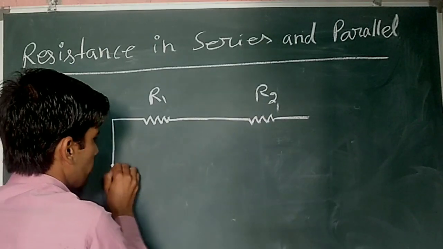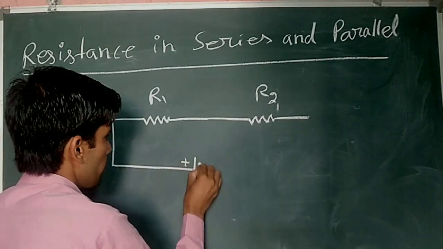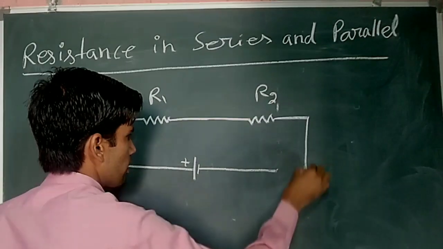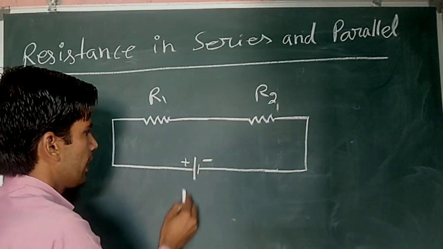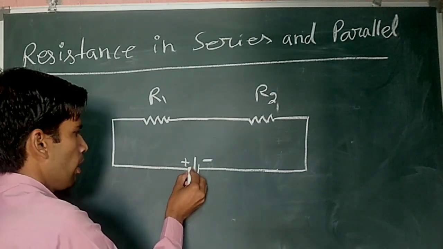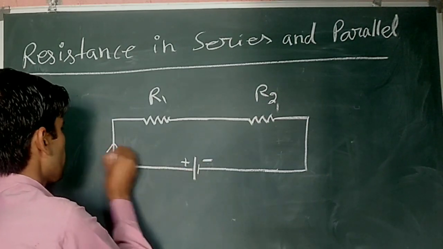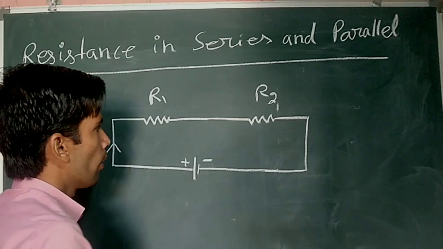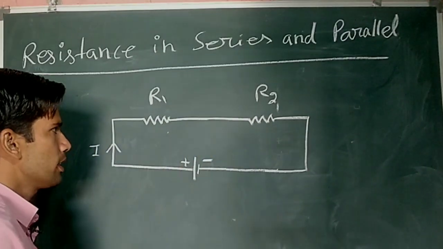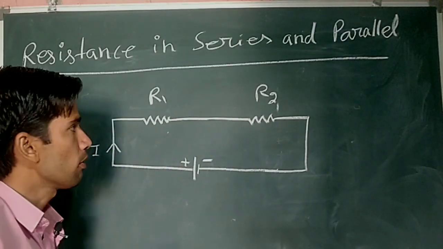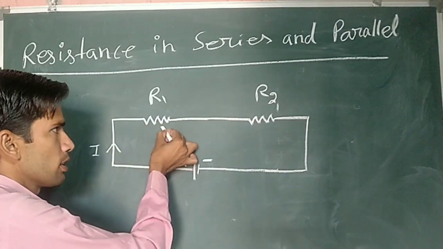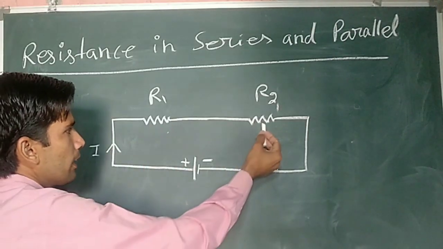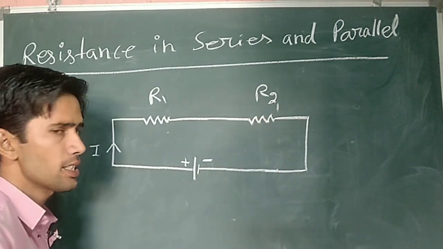Now, as the external source of supply, we connect these resistances to a battery. This is the positive terminal of the battery, this is the negative terminal, and current flows from the positive terminal to the negative terminal of the battery. When the resistances are connected in series, the same amount of current flows through both resistances. Current I flows through resistance R1 and current I also flows through resistance R2.